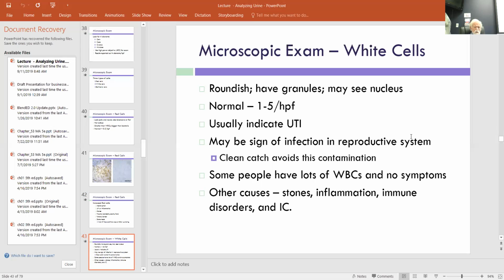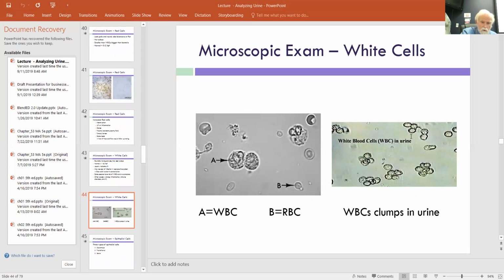It might be an infection. One of the things, if it is an infection of the reproductive system, male or female, then using the clean catch strategy usually takes care of that. But sometimes people don't have the other symptoms we might expect from a UTI. Other causes, inflammation. There are some other kinds of causes here. But again, you see these things, and that warrants further look.